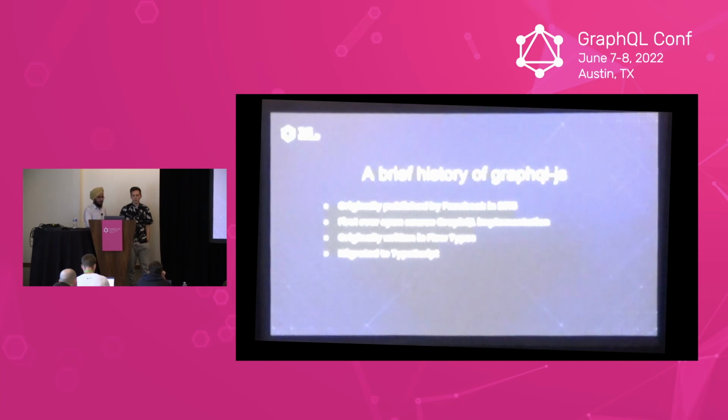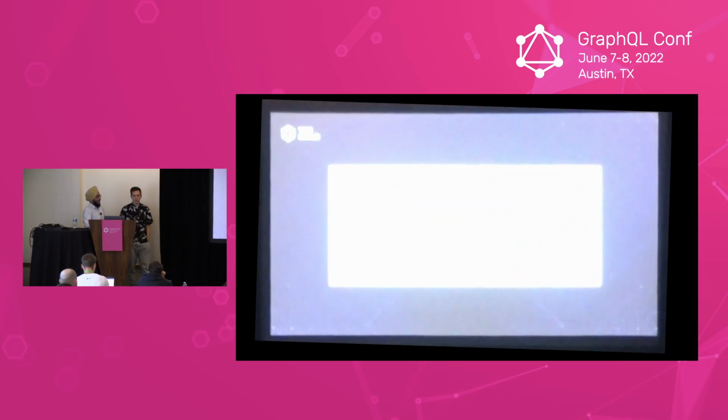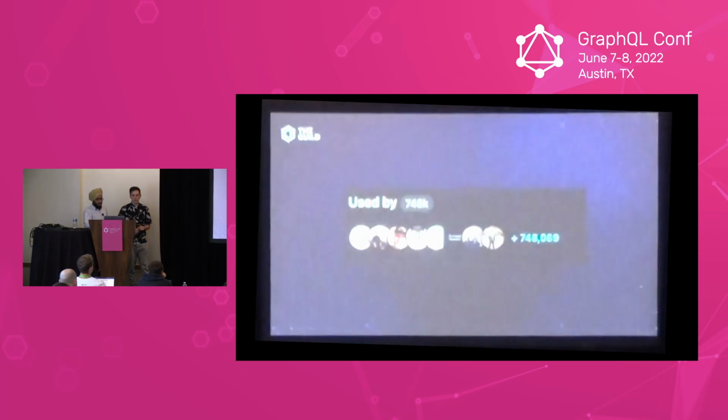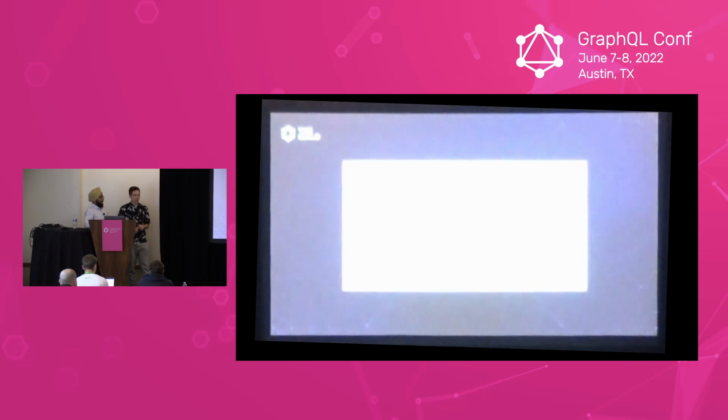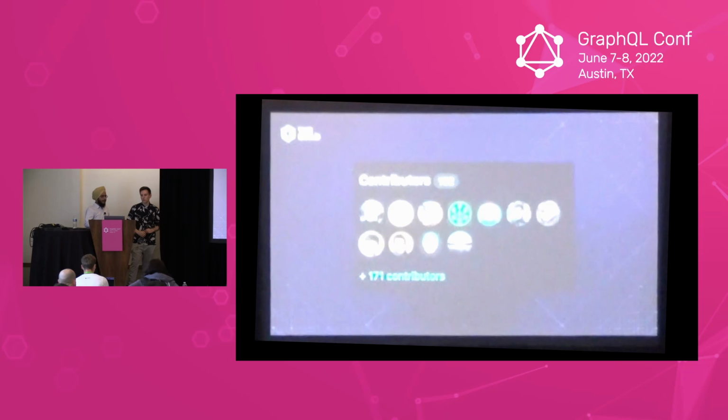Every year, GraphQL usage is going up. This is the NPM trends. You can see the graph is just taking off every year. GraphQL-js is used by 746K public repos on GitHub. There are more than 10K packages on NPM published that depend on GraphQL-js. And there are a lot of contributors that help sustain GraphQL-js how it is today and help it grow.